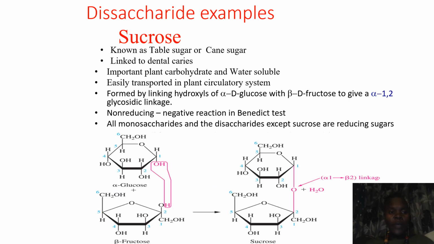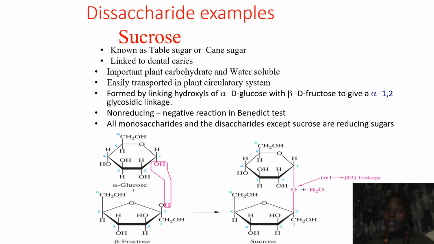Another point which I want to mention before I move to the next one is that even lactose is a reducing sugar. If you look at the lactose itself, the second monosaccharide component, which is a beta-D-glucose, has the OH present. So that makes lactose also a reducing sugar, and it is able to reduce the Benedict solution.